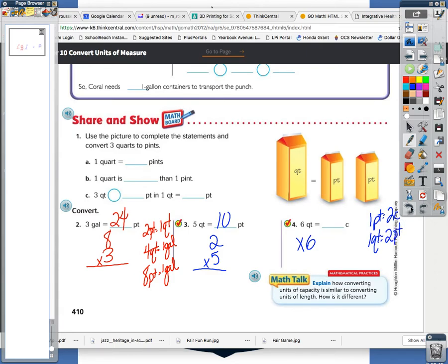So if every pint has 2 cups in it, each of these 2 pints times the 2 cups will give us a total of 4 cups in 1 quart. So 2 cups per pint, 2 times 2 gives us 4 cups in a quart. So 4 times 6 would give us 24 cups, which tells us there are 24 cups in 6 quarts.